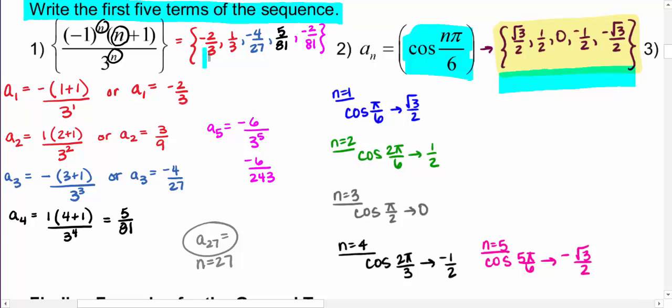This first one is also called an alternating sequence, because if you'll notice this -1 to the n, every time n is odd, it's going to make the term negative, and if it's even, it's going to make the term positive.